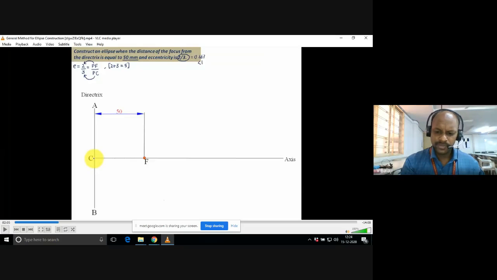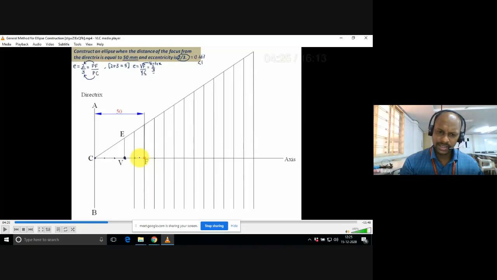Now you see here, you need to draw one axis, one directrix. This is the focus point. Okay, and you have to divide this C to F distance into a number of parts, and you have to mark the vertex near to focus, and you need to draw one line like that, and you need to draw so many other lines like that, and you have to take your compass. Okay, you need to draw so many arcs.